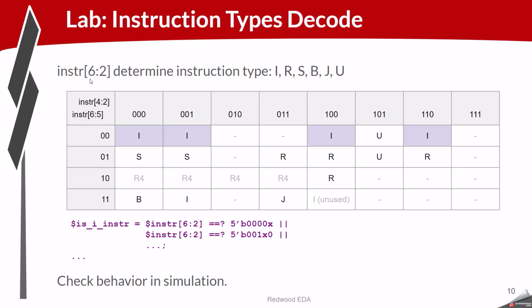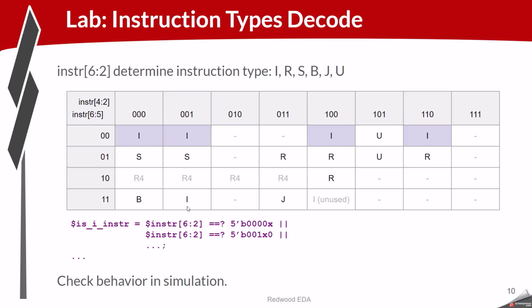So we're decoding bits 6 down to 2, and I've expressed those in this table here. If we're looking at a particular instruction, say this one, we're in this box if instruction bits 6 and 5 are 0 and 1, and instruction bits 4 through 2 are 0, 1, 1. So we're going to define a bunch of signals that tell us, is this instruction a particular type? I've started things off with this is-I instruction signal.